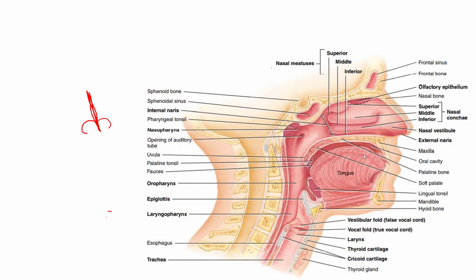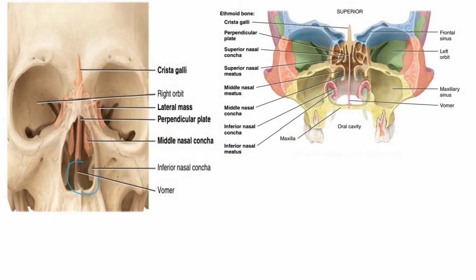The next one is the vomer. If you see here, this bone is called the vomer. Our nasal septum is formed by the vomer and the perpendicular plate. This is the perpendicular plate of the ethmoid bone, and this is the ethmoid bone, the whole thing, which is light brown in color.